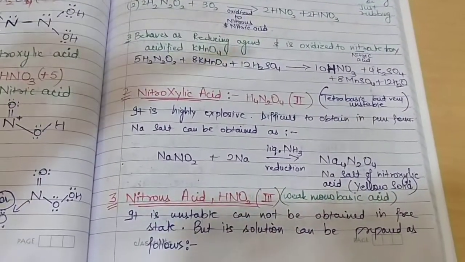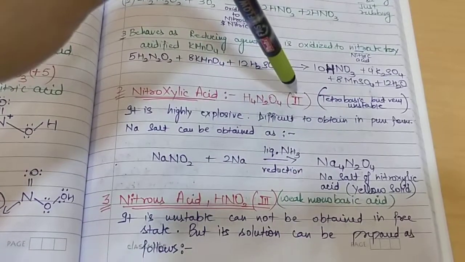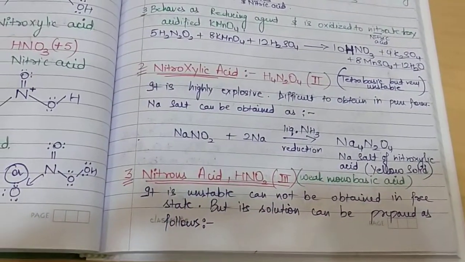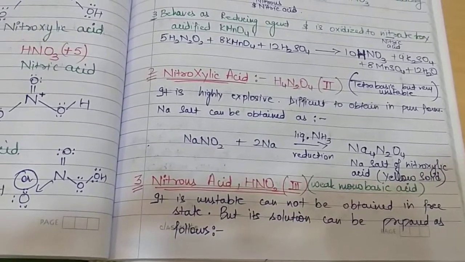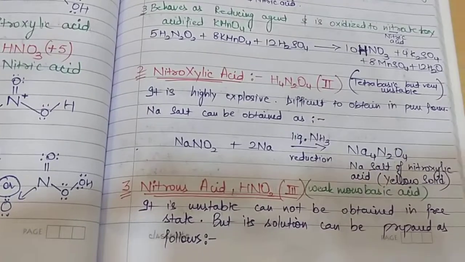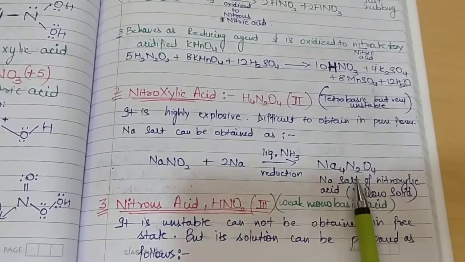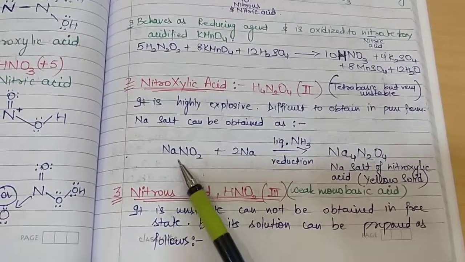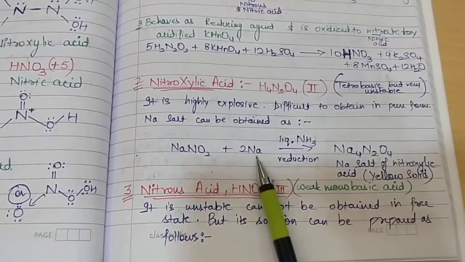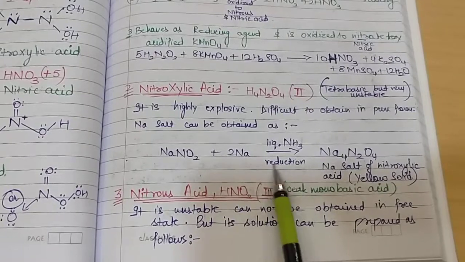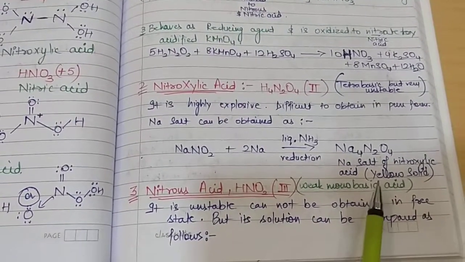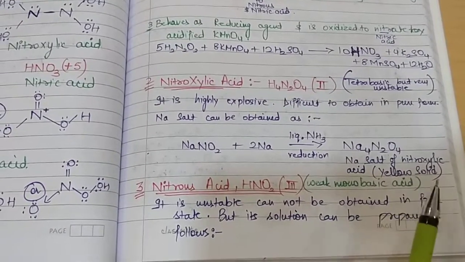So the second is nitroxylic acid. It has nitrogen in +2 oxidation state. It is tetrabasic, but it is very unstable as it is highly explosive. It is difficult to obtain in pure form. Only the sodium salt has been obtained so far. It is prepared by reacting sodium nitrite with sodium in liquid ammonia. It reduces it to the sodium salt of nitroxylic acid, which is again yellow in color.